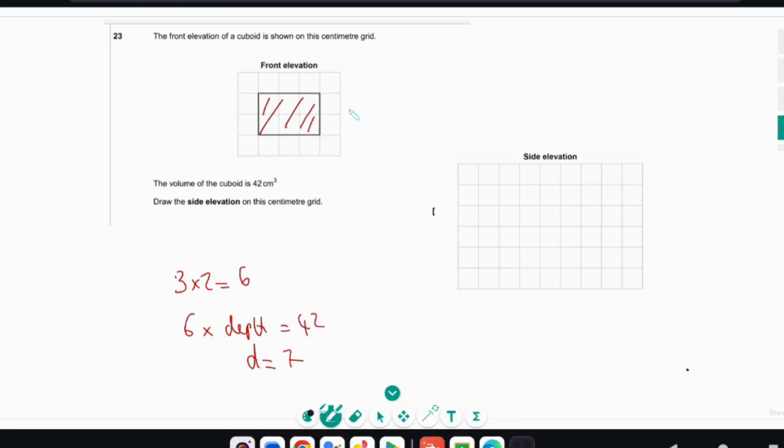So if it goes back 7 centimetres, and we're looking at it from the side, the length is going to be 7. And the height would remain the same at 2. So you need to draw a 2 by 7 rectangle.